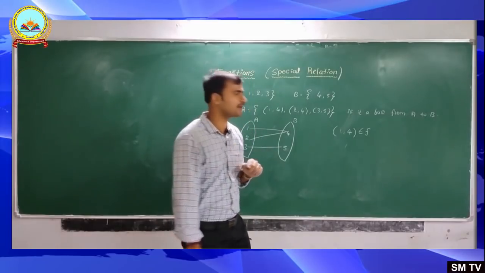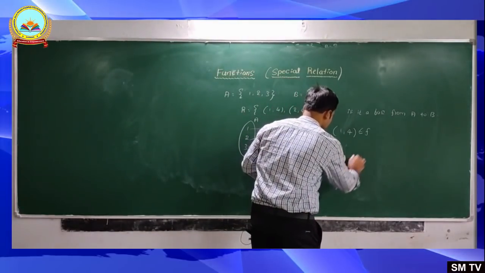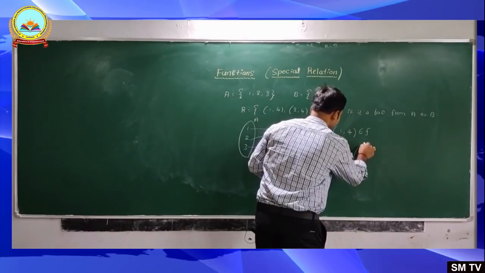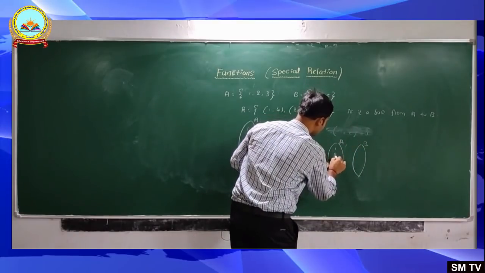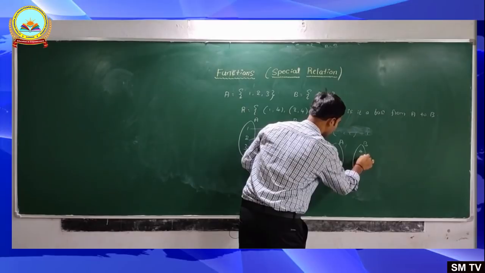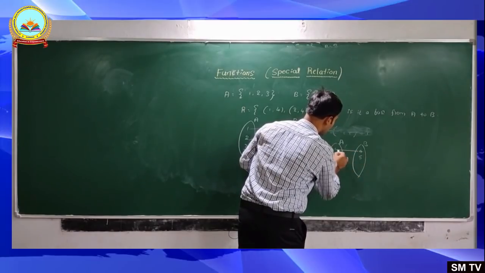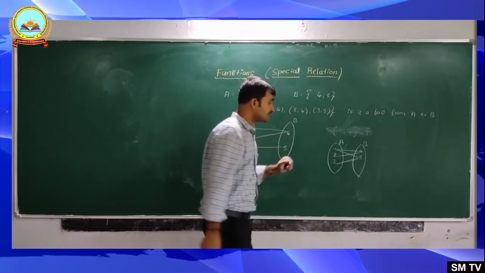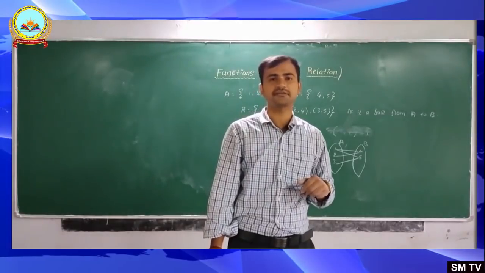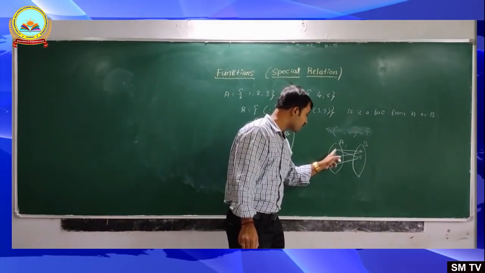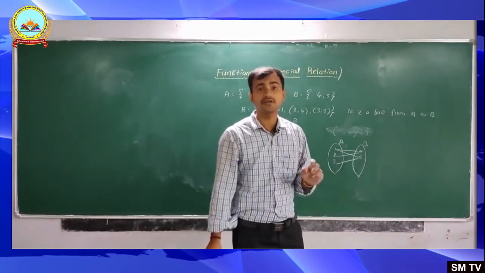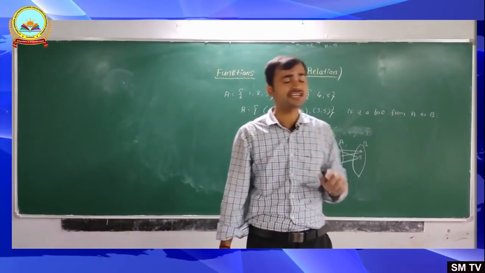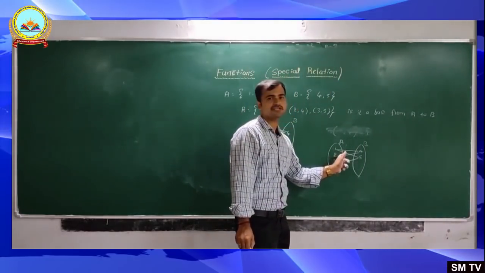I will give an example of a relation which is not a function. Suppose this is A and this is B, with 1, 2, 3 in A and 4, 5 in B. Now 1 to 4, 1 to 5, 2 to 4, 3 to 5. This will not become a function. Why? Because 1 has 4 as the image as well as 5 as the image. The one and only one image condition is not satisfied here. Therefore, this is not a function.